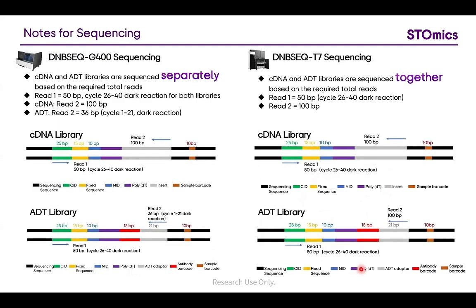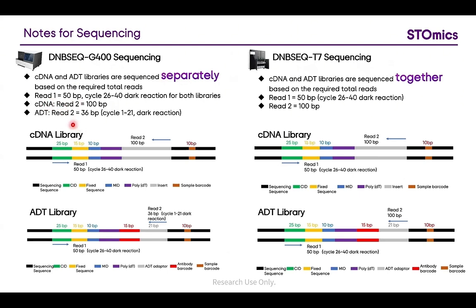Now, here is the main part, also for the sequencing. The Stereo-CITE libraries can be sequenced either by DNB-seq T400 or DNB-seq T7. These two machines are compatible. For T400 sequencing, you need to sequence the cDNA and ADT libraries separately. If you're doing T7 sequencing, you will need to sequence them together. Since different strategies are applied, the sequencing settings are different as well.